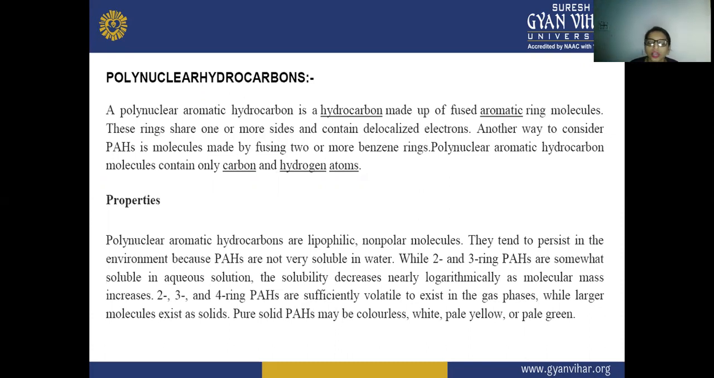So these polynuclear hydrocarbons, or you can say polynuclear aromatic hydrocarbons, polycyclic hydrocarbons, these are the hydrocarbons. Why? Because these are containing hydrogen as well as carbon in the structure. That is why these are the hydrocarbons, and these are your fused aromatic rings. Aromatic ring means your benzene. These benzene molecules are fusing and they are forming this polynuclear aromatic hydrocarbon.